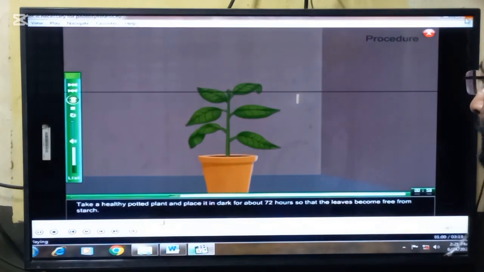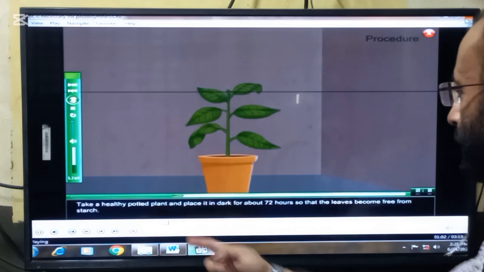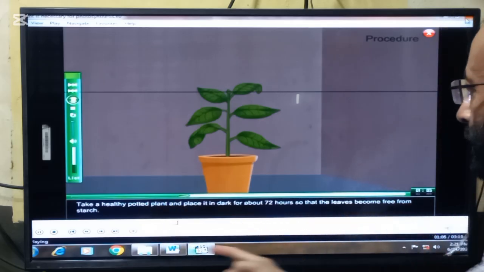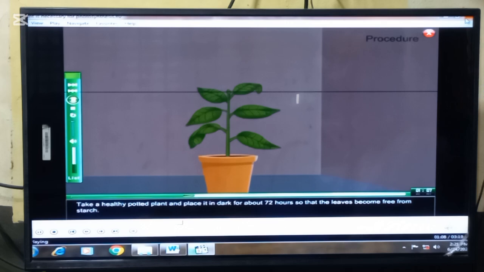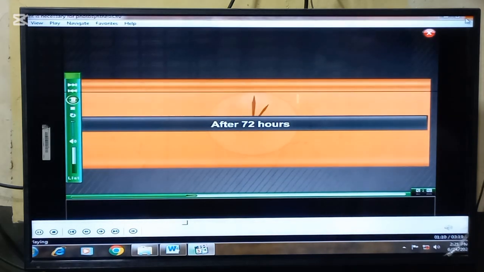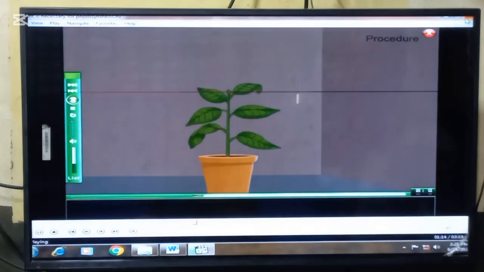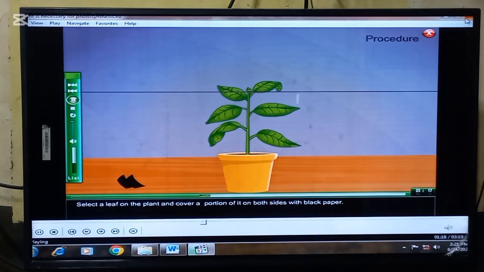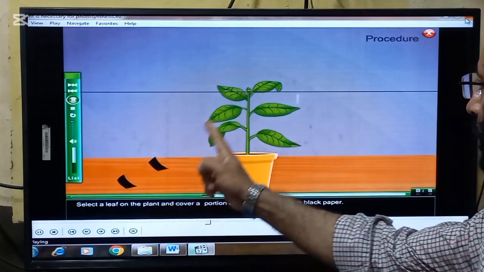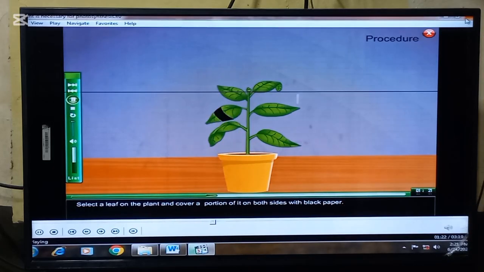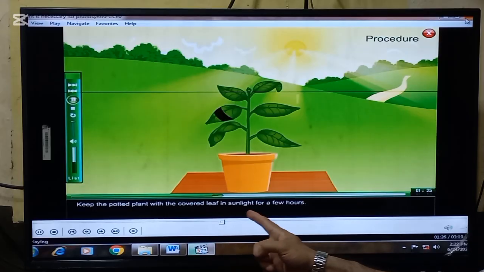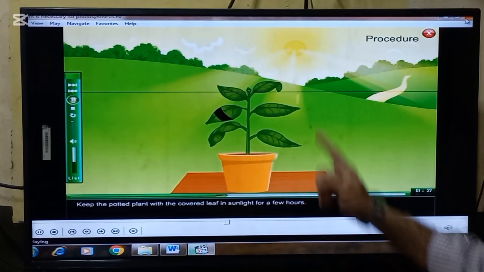Procedure: So take, concentrate, a healthy potted plant and place it in the dark for about 72 hours so that the leaves become free from starch. After 72 hours, select a leaf on the plant and cover a portion of it on both sides with black paper. Keep the potted plant with the covered leaf in sunlight for a few hours.